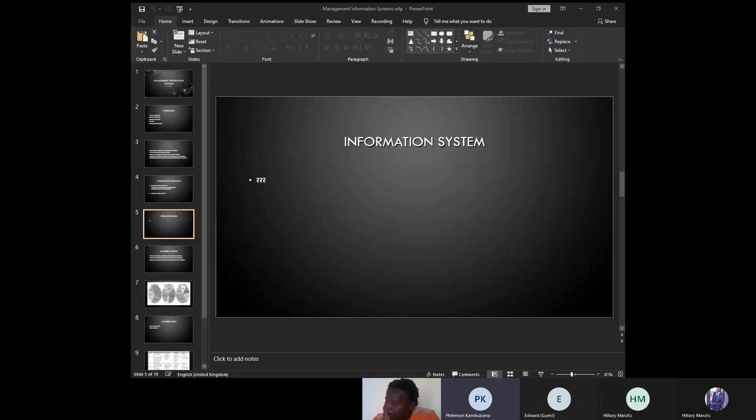Yes, an information system, as you highlighted before, is a system that involves input, processing, and output. So when we apply this concept to an information system, it entails that we are giving data that is going to be processed and give us an output of information that we can use to manage our organization.